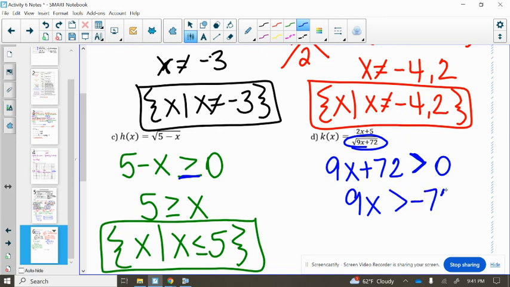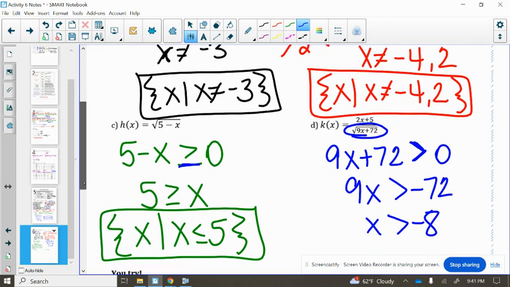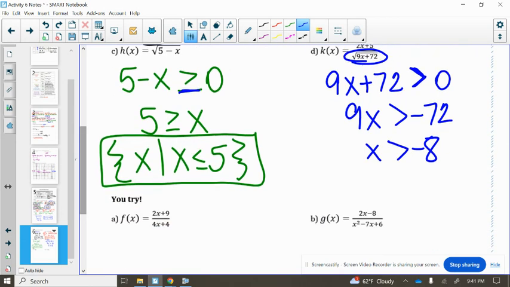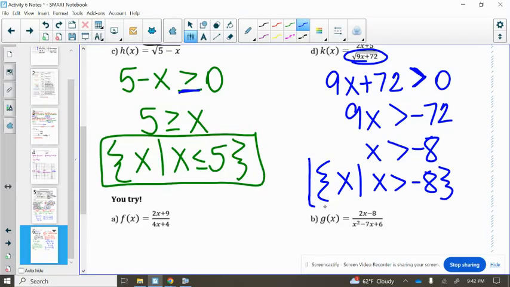So this time we're going to subtract over the 72. And when we divide both sides by 9, we end up with our x values needing to be greater than -8 this time. Again, not or equals to, because otherwise we are going to get division by 0 since this is a quotient.